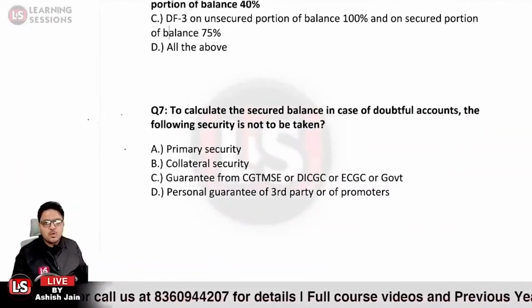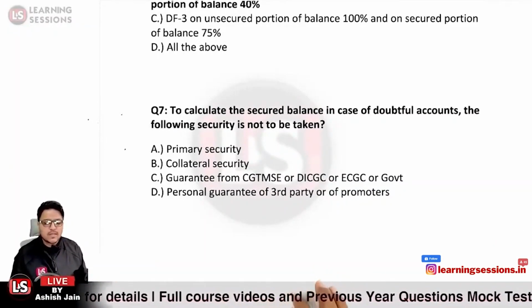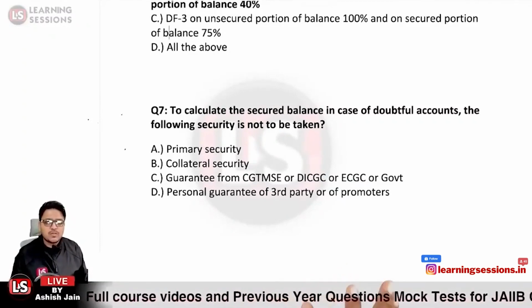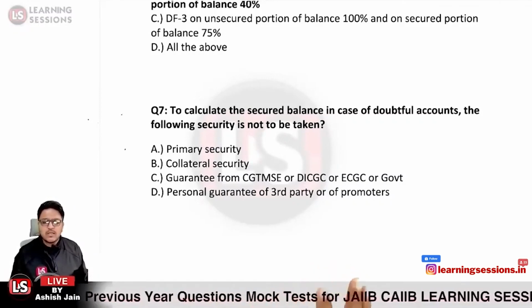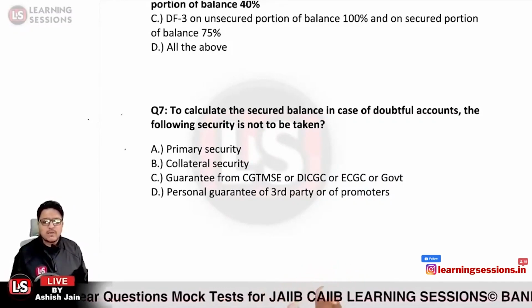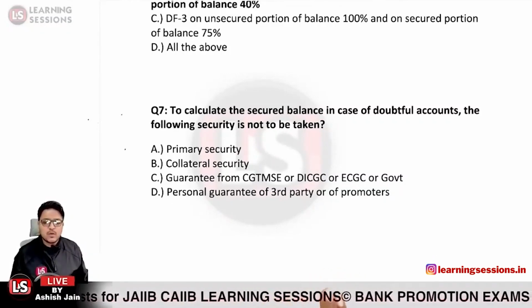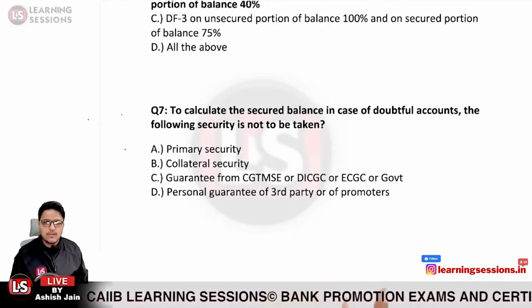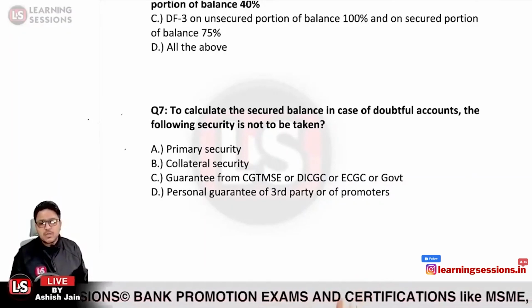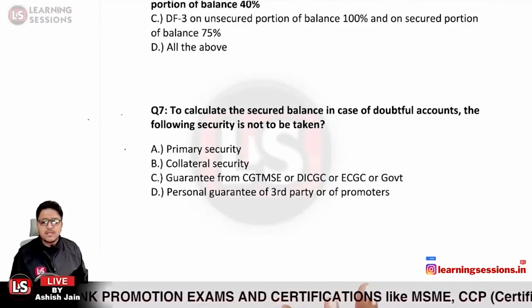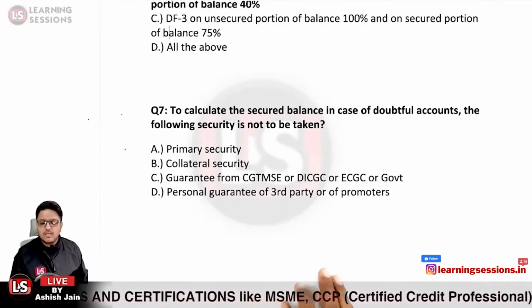The next question says: to calculate the secured balance in case of doubtful accounts, the following security is not to be taken. Whenever we calculate the secured balance in doubtful accounts, which security is not to be taken? Primary security, collateral security, guarantee from CGTMSE, DICGC, ECGC or government, or option D, personal guarantee of third parties or the promoters. Which of the following is not to be considered?